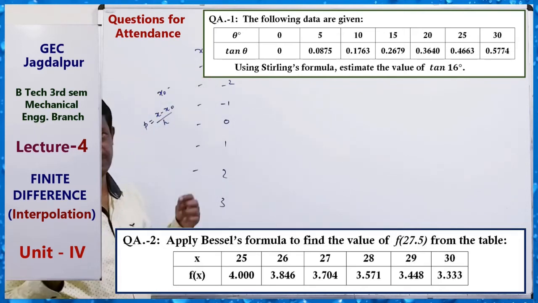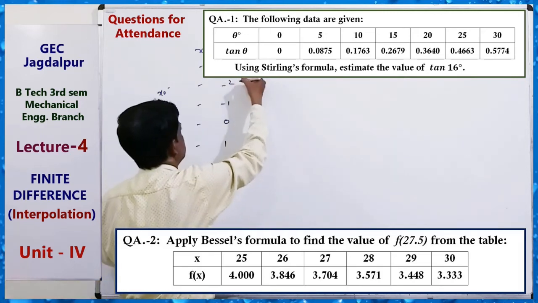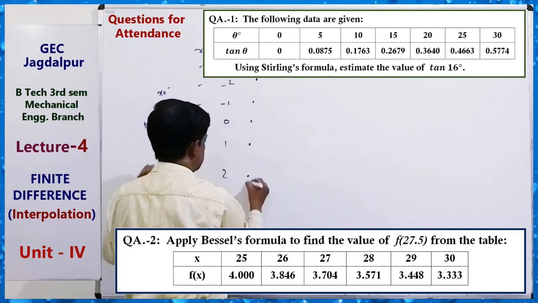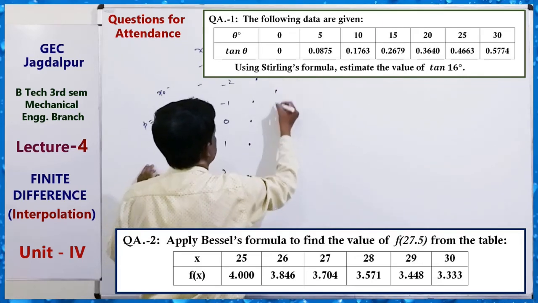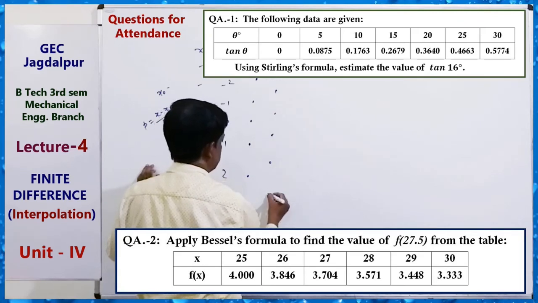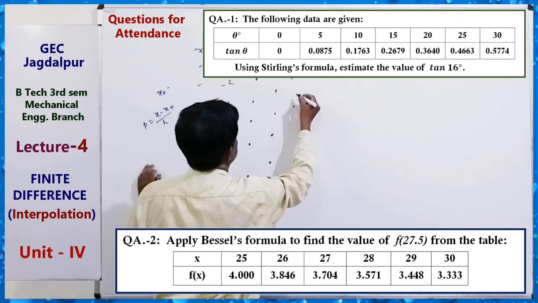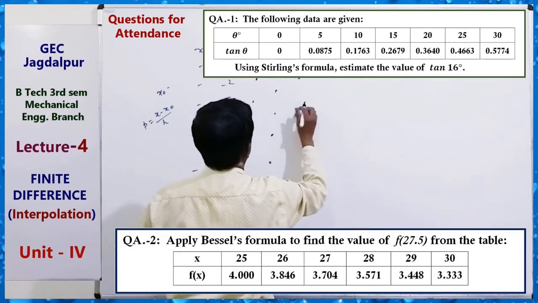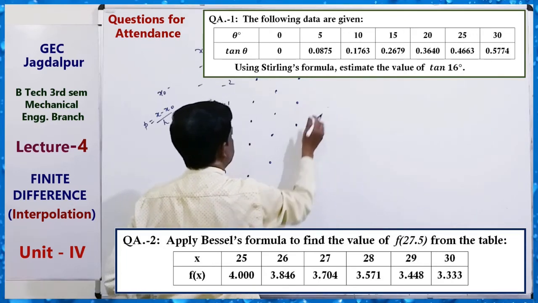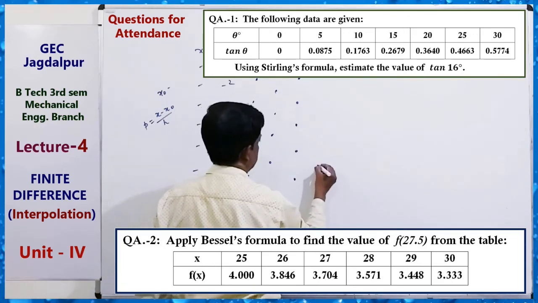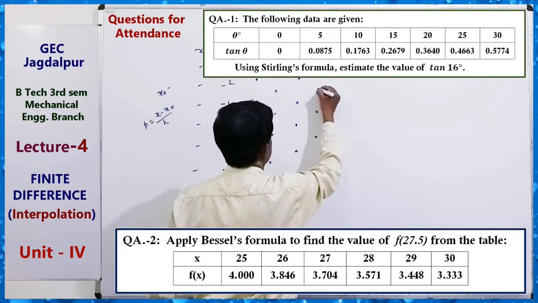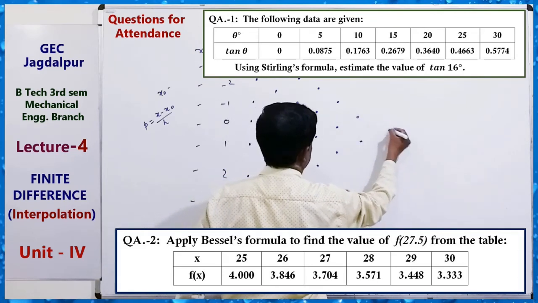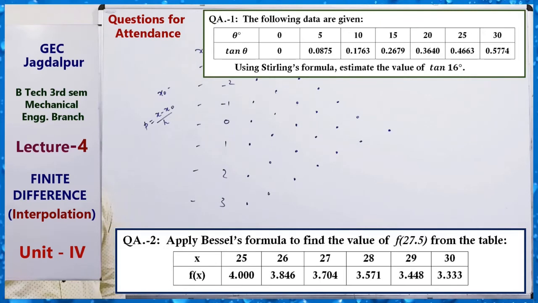So prepare the table. Table preparation is very simple. Just this minus this, minus this, minus this value is here. Now create the table like this, in between, here, here, here, in between values. This type of table is created.